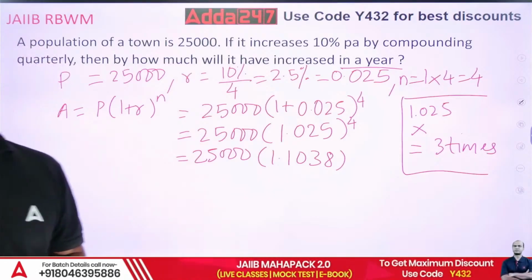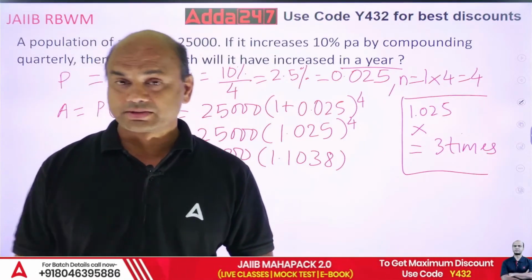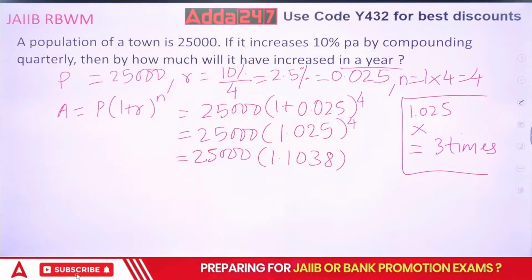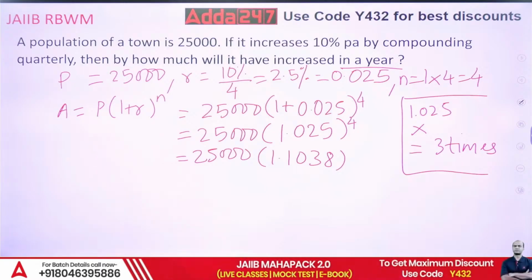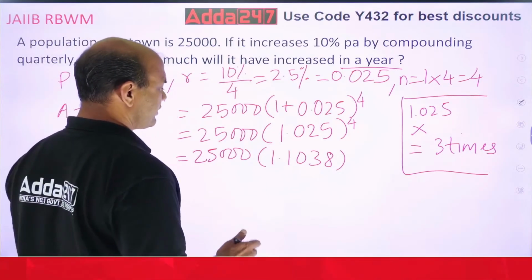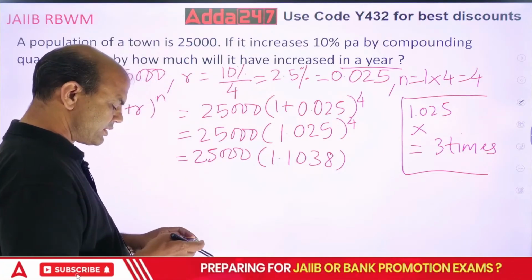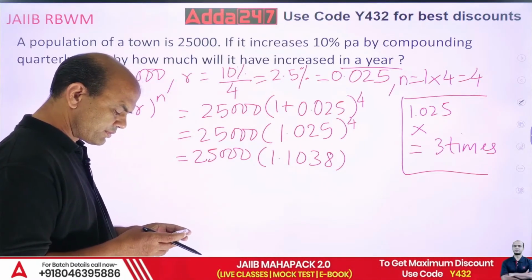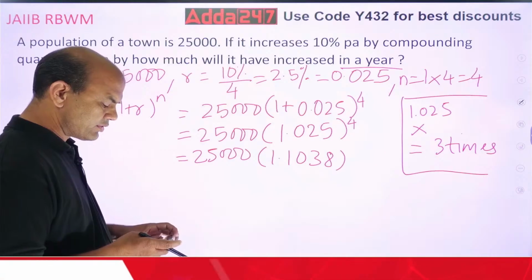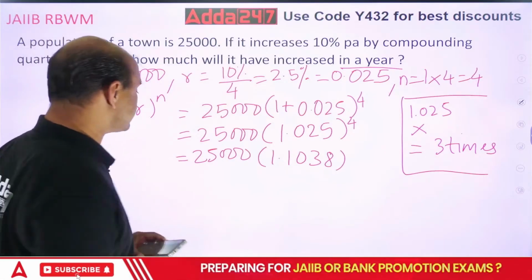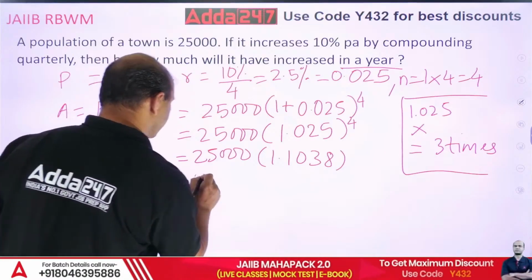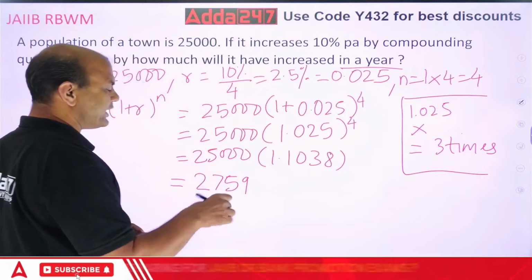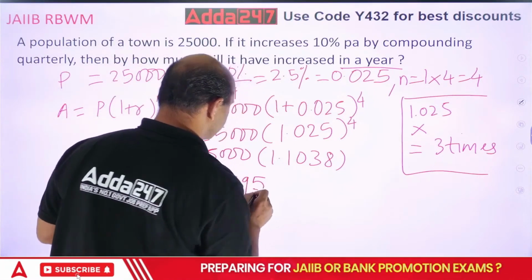Type in the comment section, everyone. Are you getting the same answer? Let me see in the comment section. Okay, so multiply it now. 1.1038 into 25,000. So what are you getting now? 27,595 point something. So let's make it round, 27,595.